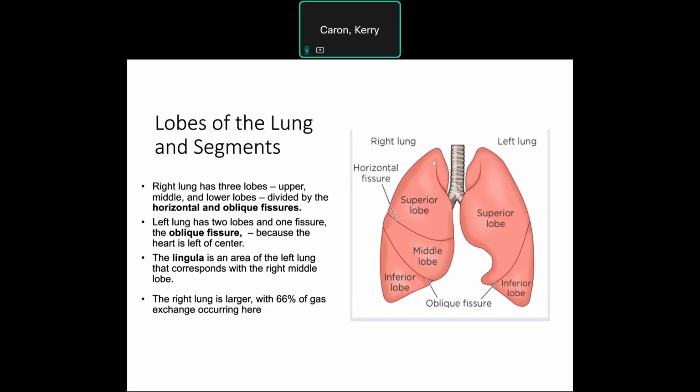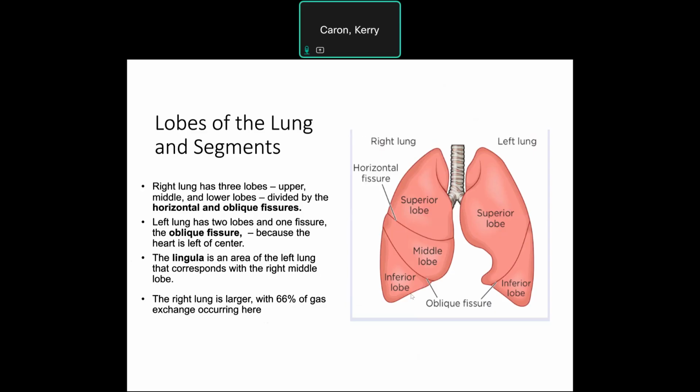So here is the anatomy. You can see the cardiac notch right here for the heart. So the right lung has 3 lobes, superior, middle, and inferior. And we call the separation of them fissures. So you have the horizontal fissure, the oblique fissure, 3 lobes on the right side. The left side has 2, the superior and the inferior, and just an oblique fissure. The lingula is an area of the left lung that corresponds with the right middle lobe.